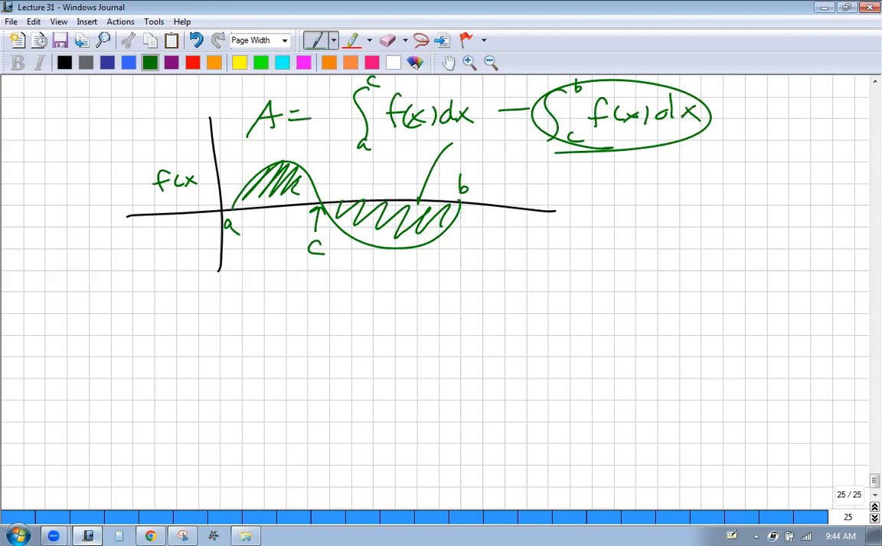See what I mean? So if you have something symmetric, like this, if these are the same areas, if you integrated from here to here, you would get 0. And that's not necessarily what they're wanting.